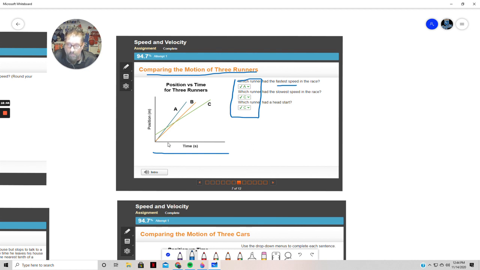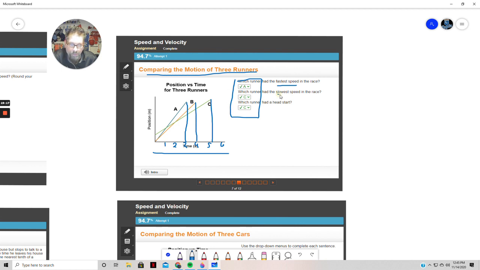So when we think of time, so if this was like 1, 2, 3, 4, 5, 6 seconds, the runner here, runner here and runner here. So you can easily see that A had the shortest time, which means they had the fastest speed. And you did a good job on that.